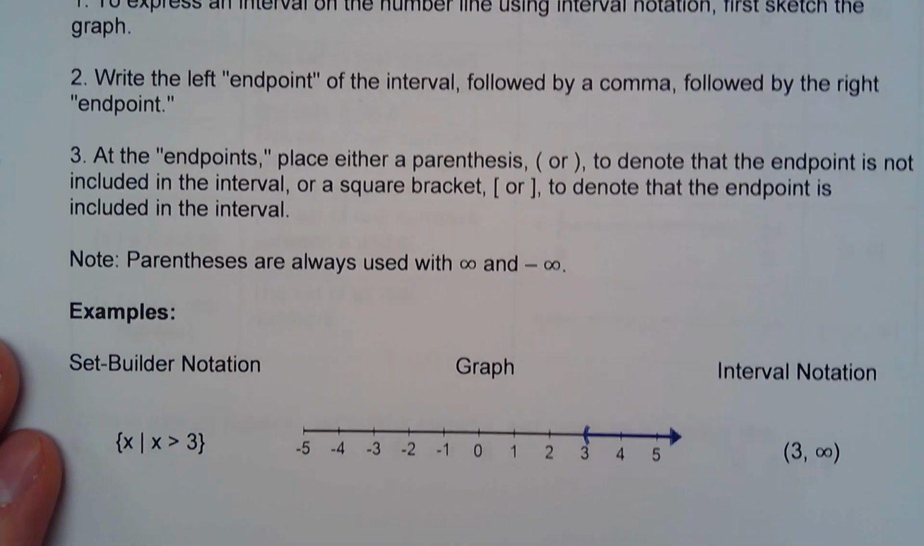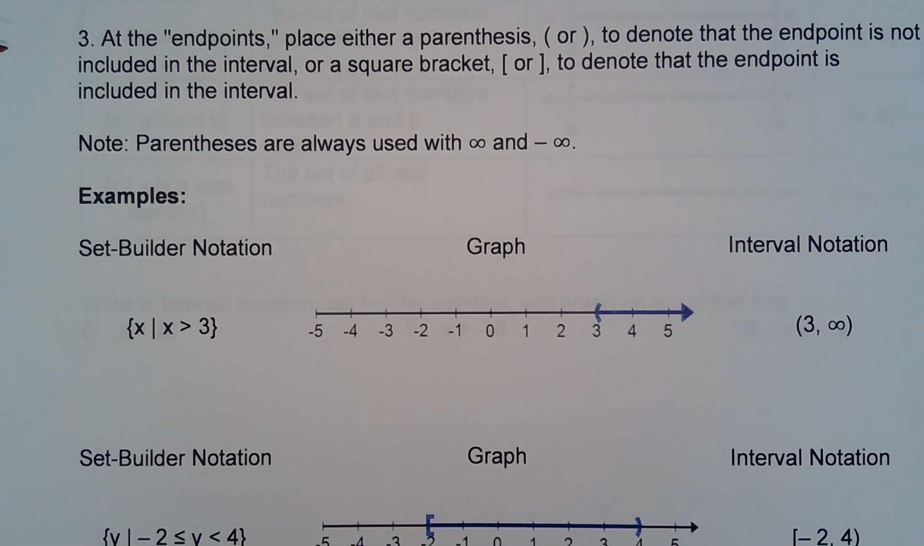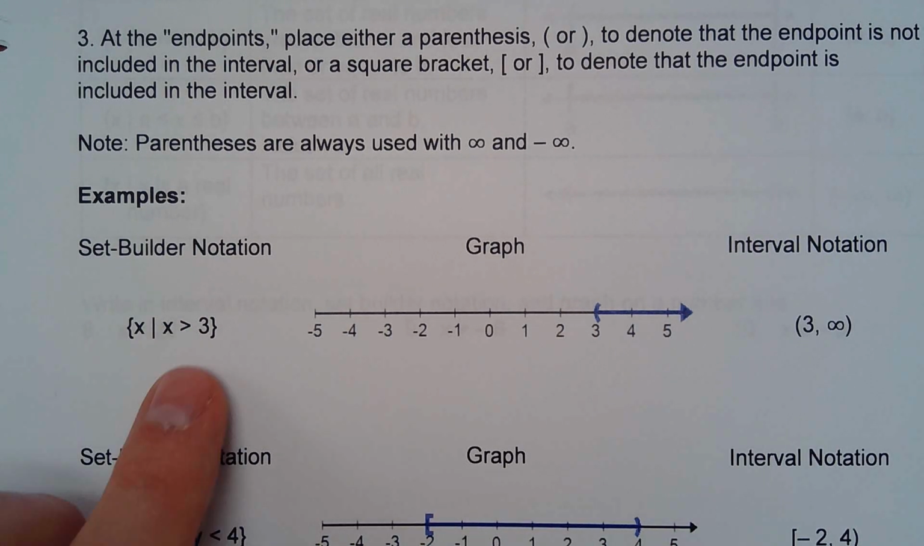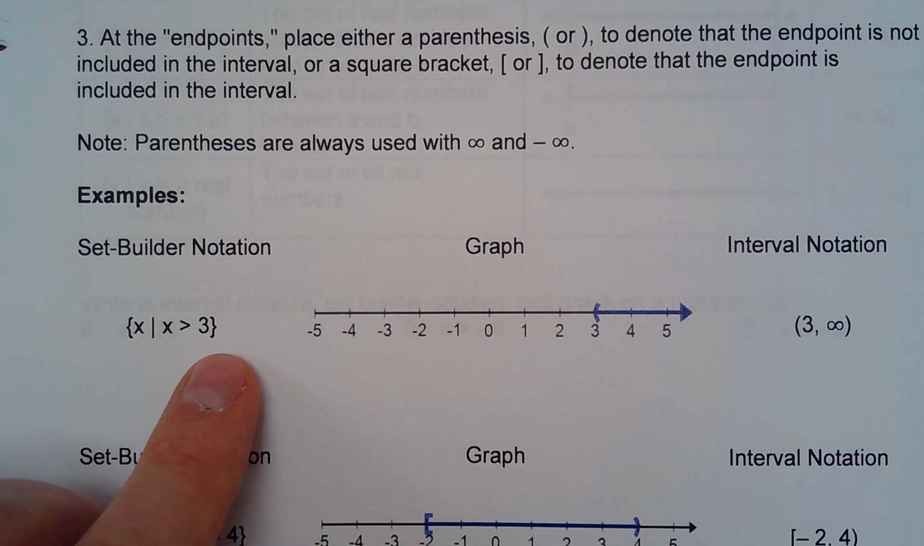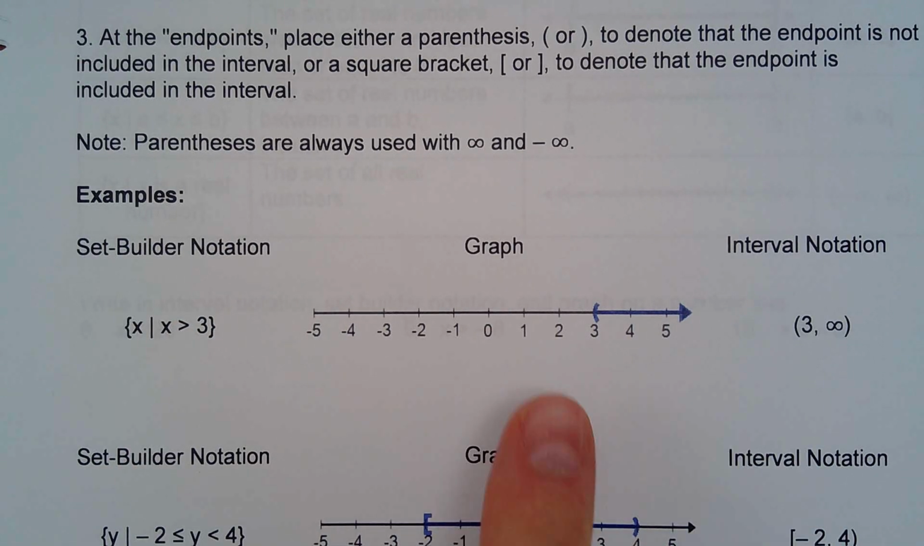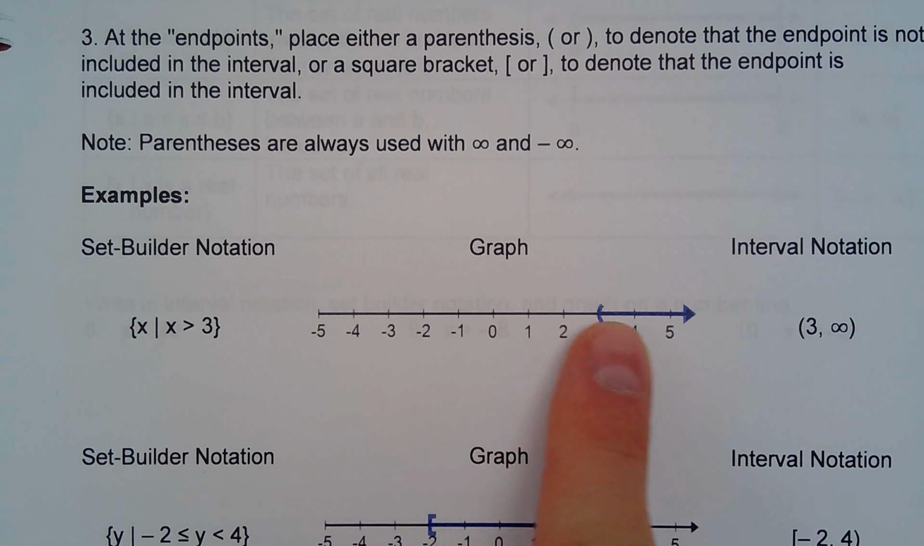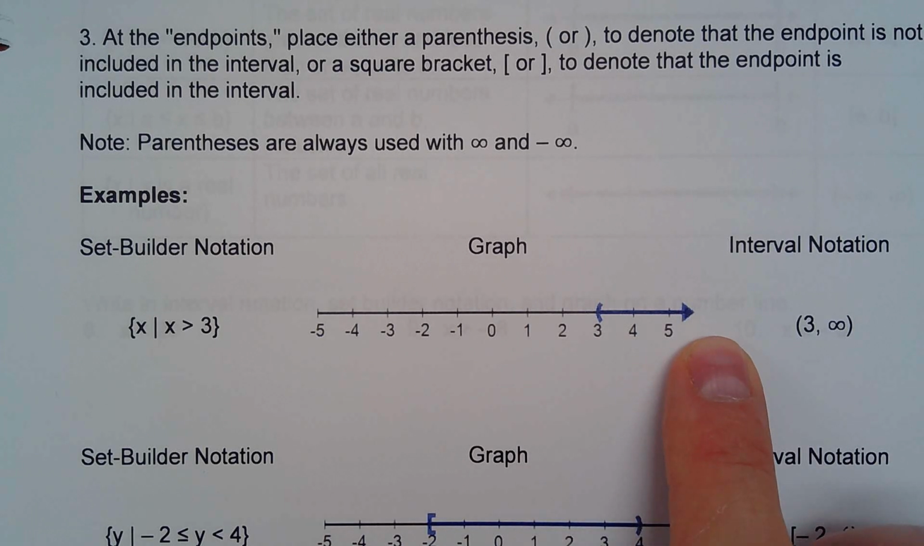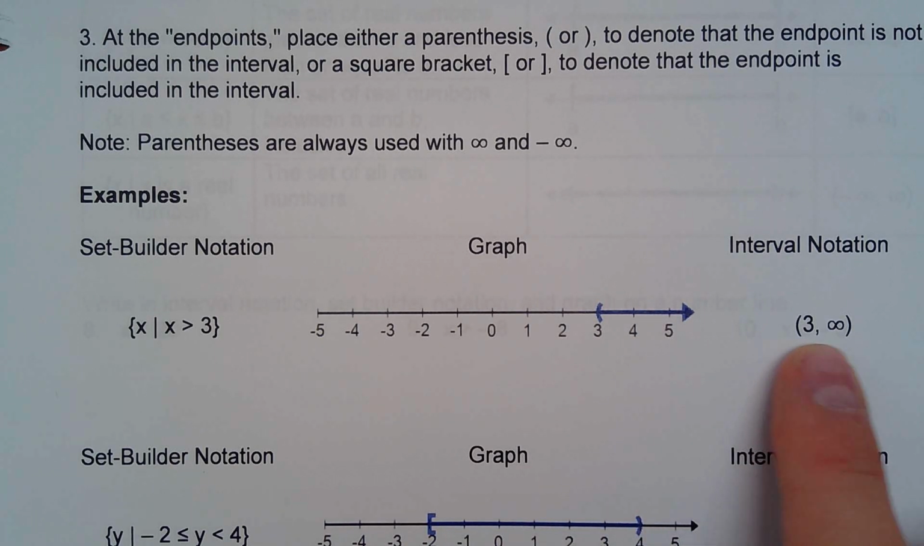So here's some examples. If we're looking at the inequality x is greater than 3, sorry, I misspoke there. Here's how we write it in set builder notation: set of all x such that, you always write the inequality, close curly bracket. In its graph, we'd have a parenthesis at 3 shading to the right. So this goes from 3 to infinity. So interval notation goes 3 to infinity.